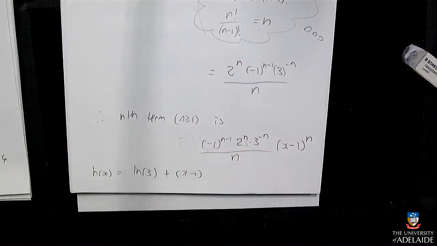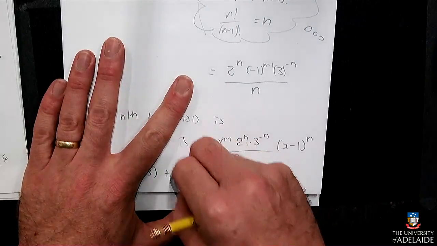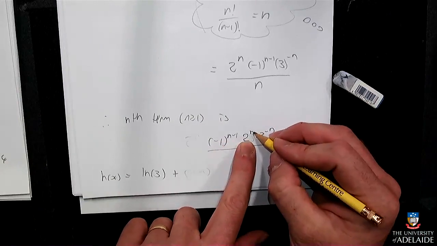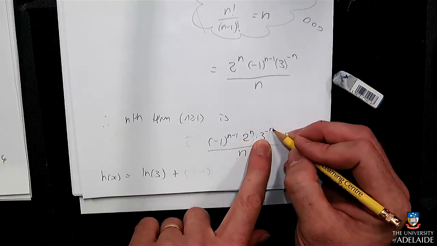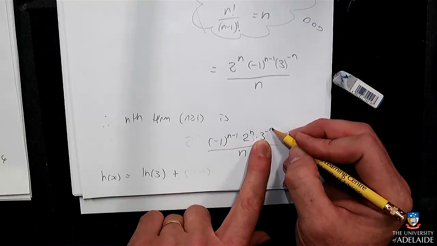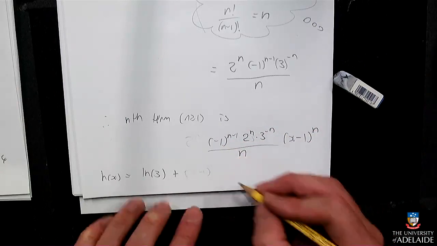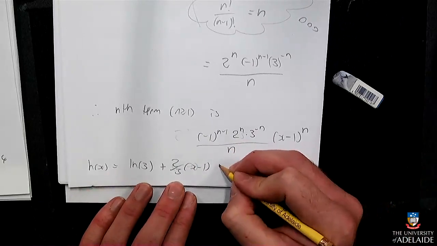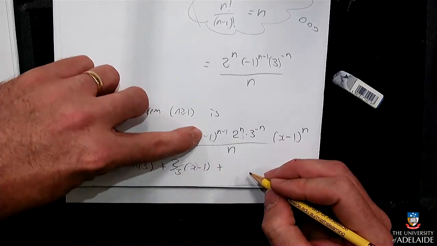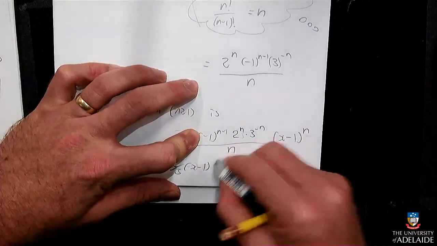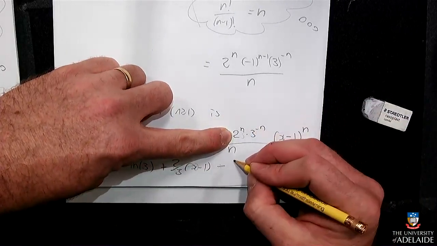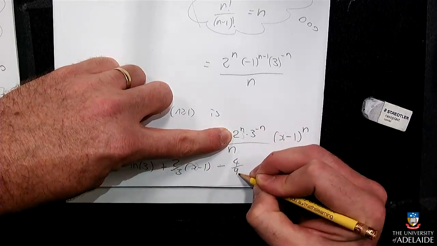Minus 1 to the 1. Oh, it's 2 to the 1, you're right, 2 to the 1. Well done. n is 1. That was a 0. 2 to the 1 is 2. 3 to the minus 1 is a third. So we get 2/3, and that's a 1. So we get 2/3 times (x minus 1) to the 1. And then when n is 2, we get a minus. 2 squared would be 4. 3 squared would be 9, which is 4/9. But the n is a 2.